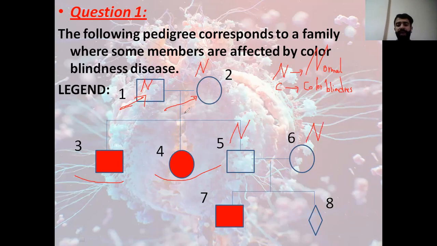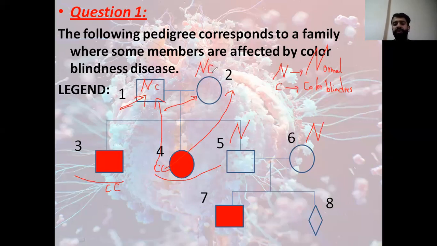But individuals 1 and 2 gave birth to 3 and 4, which are affected, and the allele of the disease is recessive, so individual 3 should be C small, C small, and individual 4 should be C small and C small. So both of them are affected. Here we can deduce that both of them are homozygous, and they should inherit the C allele from each of their parents. So individual 4 inherits the C allele from individual 1 and individual 2. And this can be explained by what? By the parents being heterozygous, having genotype NC and NC.